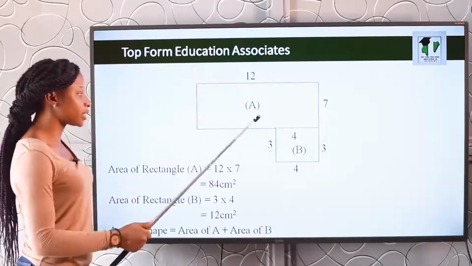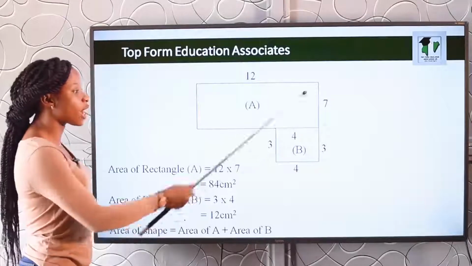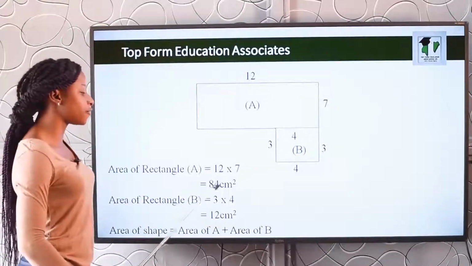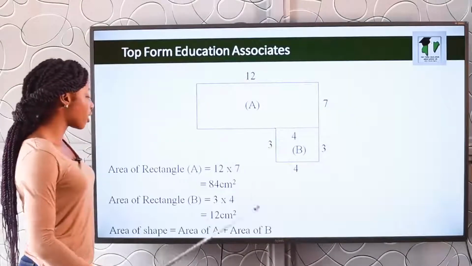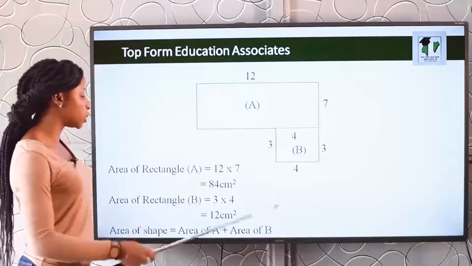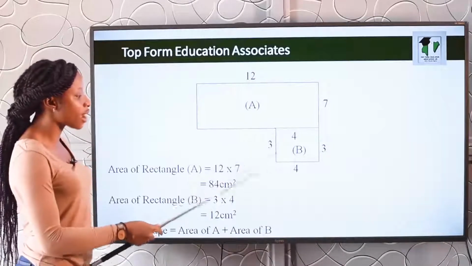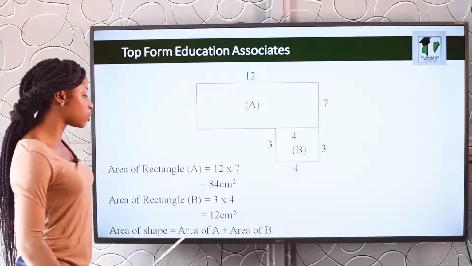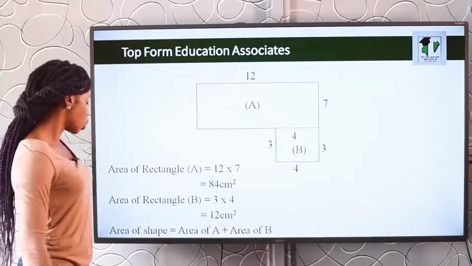Now, area of a rectangle is given as length times breadth. So, for the area of A, we have the length here as 12 and the breadth as 7. When we take the multiplication, we have 84 centimeters square. Now, to look for the area of rectangle B, we do the same thing. We'll multiply the length by the breadth. We have the length here as 3 and the breadth as 4. So when we take the multiplication, we have our answer as 12 centimeters square.